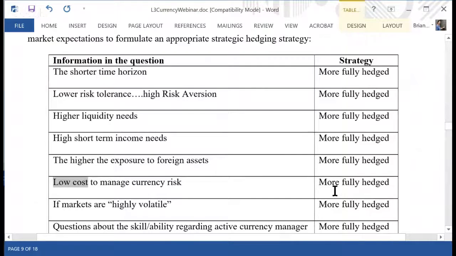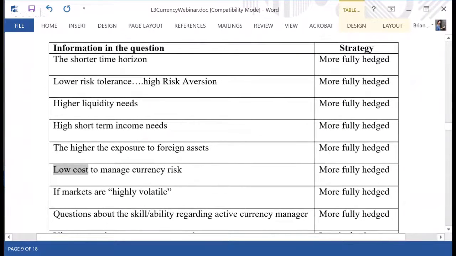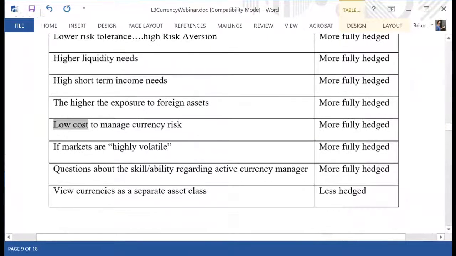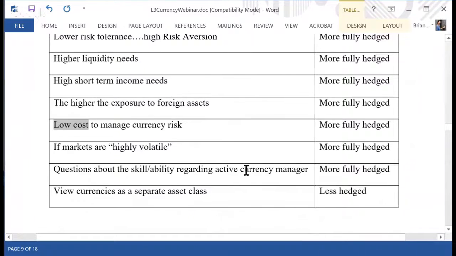These are not really difficult, but don't lose your head in the exam. Just think about the most basic relationship. If markets are volatile, they talked about financial markets, the higher the volatility, we probably would prefer to be more fully hedged. That's what we're thinking about. If you have any doubt about the skills or ability of the manager, then just be fully hedged. Why? That takes away any of their guesswork.